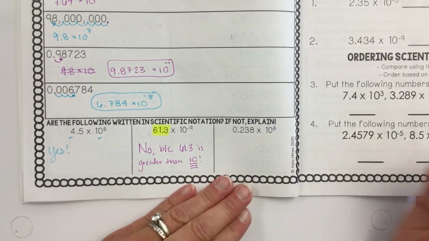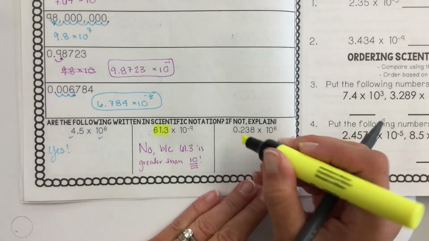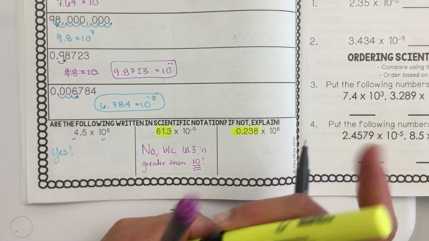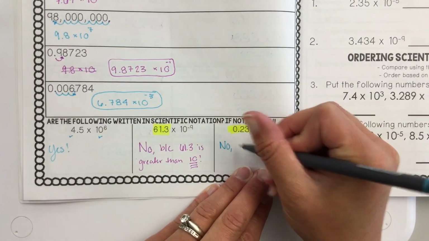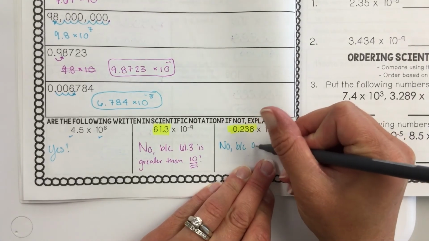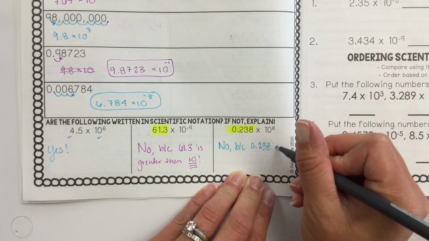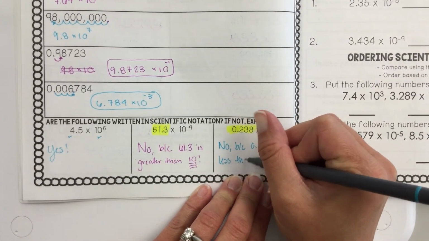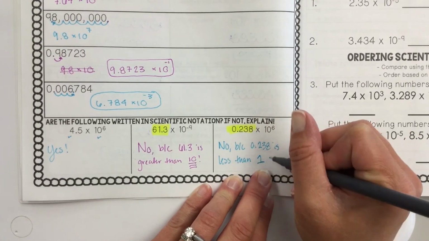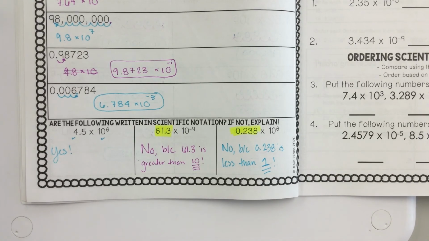Okay, the last one here. What about this one? And we're going to say no because of that coefficient. 0.238 is what? It is less than 1. And that's one of our rules. It can't be less than 1. It has to be greater than 1 and less than 10.